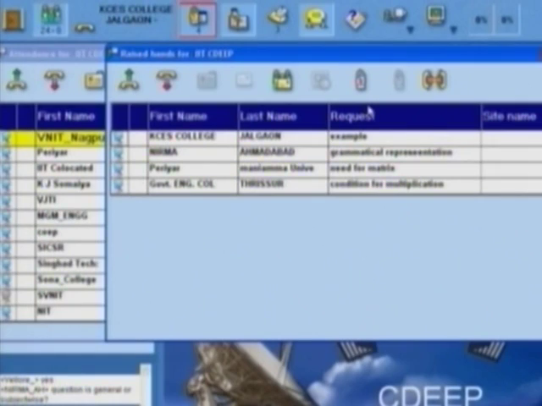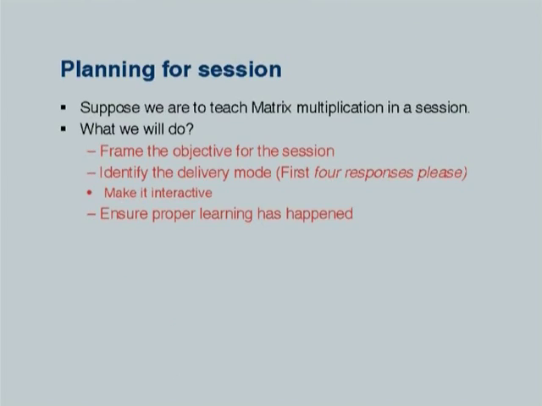Can I include some way of interactiveness? A few more things are coming up: conditions for matrix multiplication, the need for matrix multiplication, and so on. Very great, we have a large number of responses coming. Excellent. So can we make this interactive? Instead of a monologue, can we have a multilogue? Can we involve the students also? This in turn is expected to ensure that proper learning has taken place. And how do we ensure that?